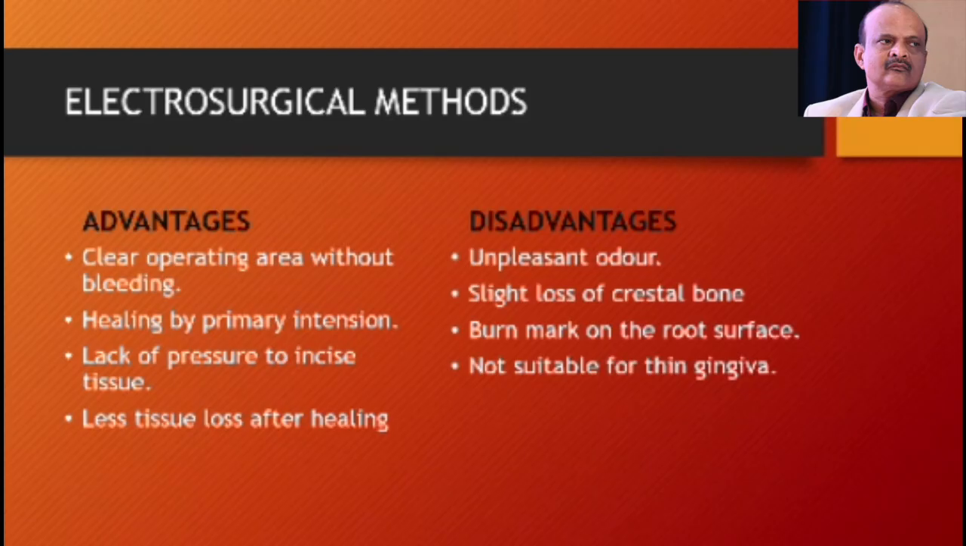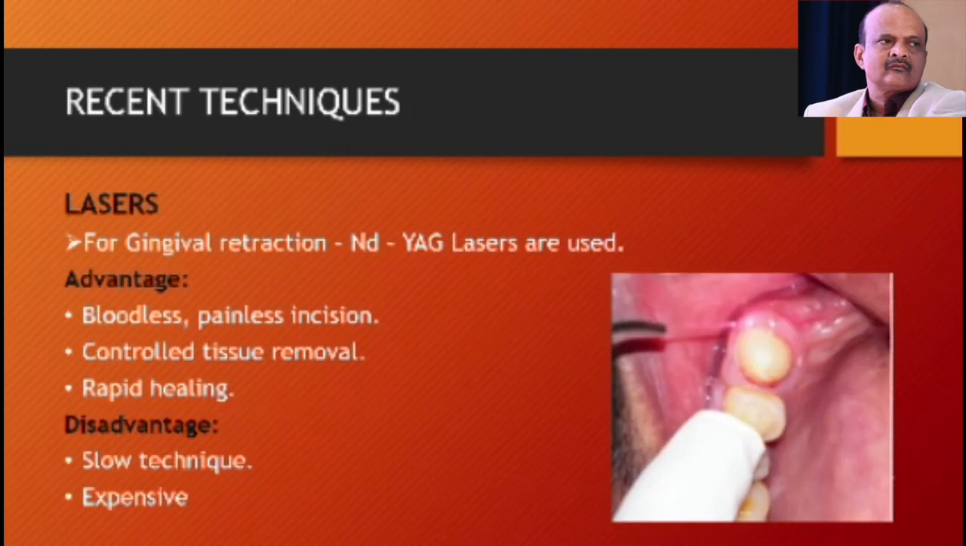You should avoid any metallic restorations around; they should not be contacted by the electrosurgical instrument. In the recent techniques, neodymium YAG lasers, carbon dioxide lasers, erbium lasers or diode lasers can be used. The advantages of lasers are bloodless, painless incision, controlled tissue removal, and rapid healing. The disadvantage is that it is relatively expensive and a slower procedure.